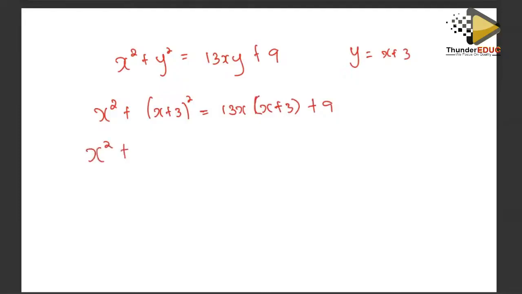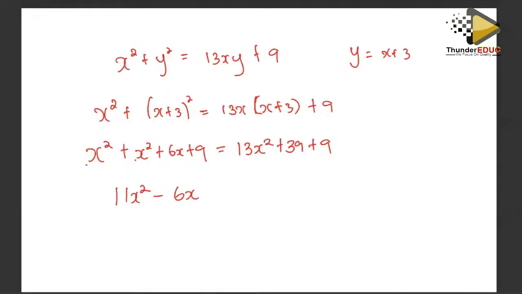So that's x squared. When we open this bracket, it's just going to be x squared plus 6x plus 9. When we open here, we have 13x squared plus 39x plus 9. Okay, let's group everything to one side. Let's take everything to one side. So if I move this to that side, this is 1 and 2, which means I have 11x squared. When this one goes that side, I have a 6x.